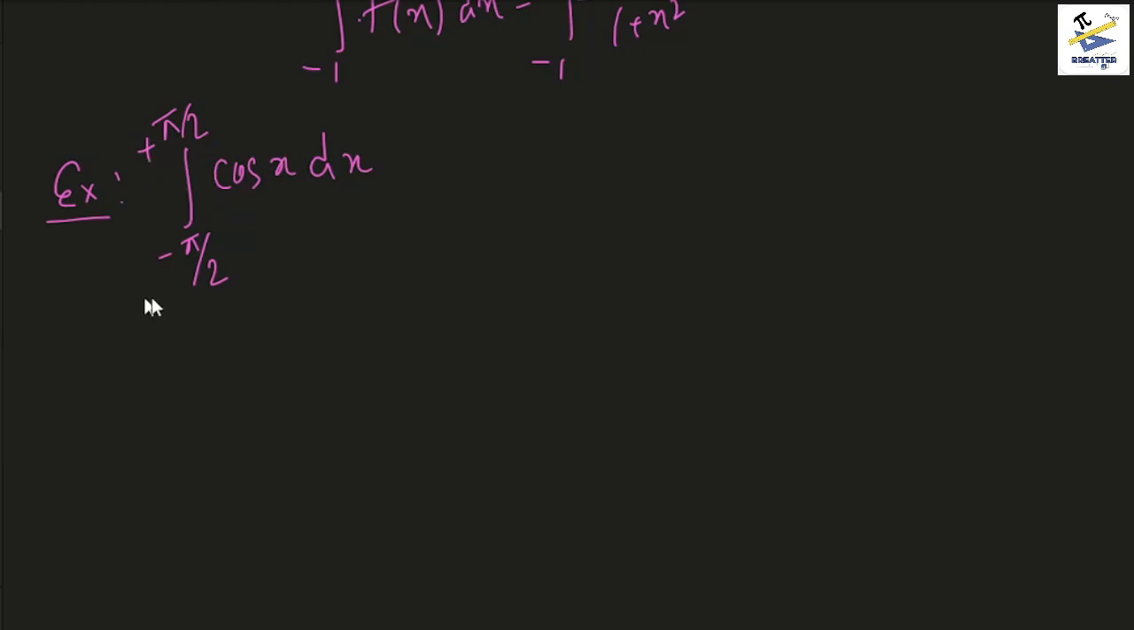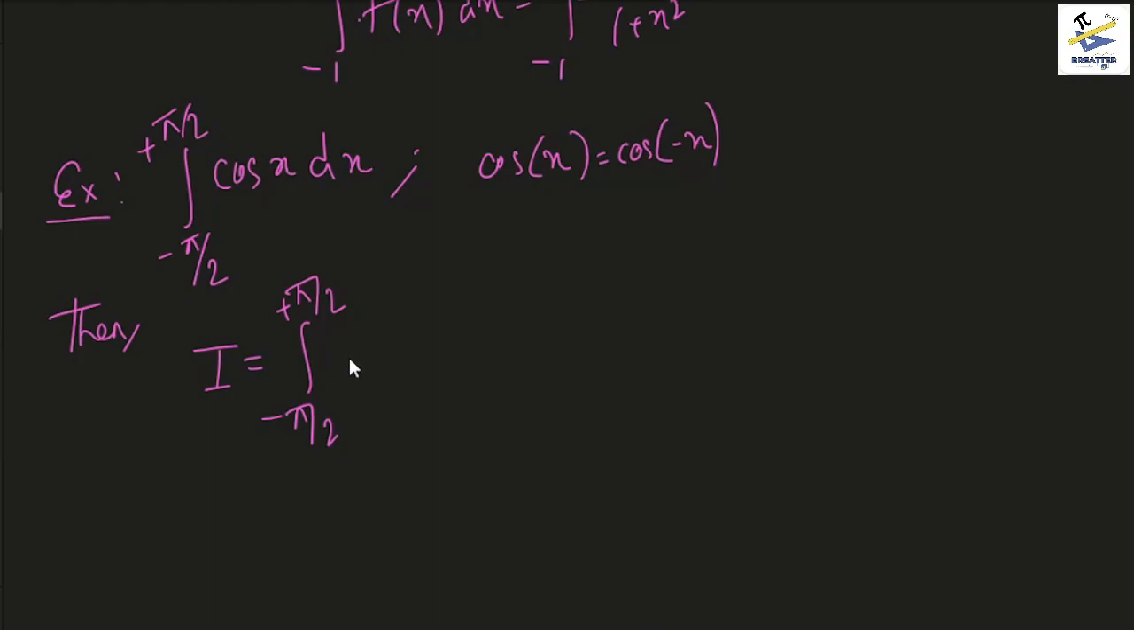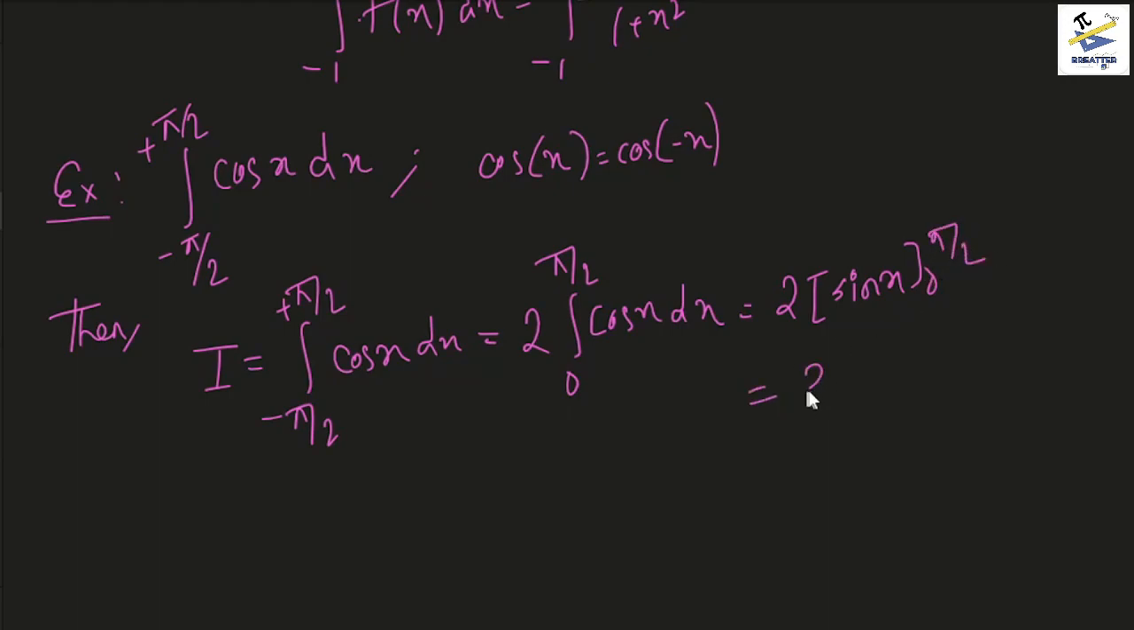Let us do another example. We first need to know that cosine x is always an even function, because cosine of x is always equal to cosine of minus x. Then I equals minus pi by 2 to plus pi by 2 cosine of x dx would be equal to 2 times 0 to pi by 2 cosine of x dx, and since sine x is an antiderivative of cosine x, this is sine x from 0 to pi by 2, which is basically 2 times sine pi by 2 minus sine 0, which is 2 into 1, which is 2. So this is the value for the integral.